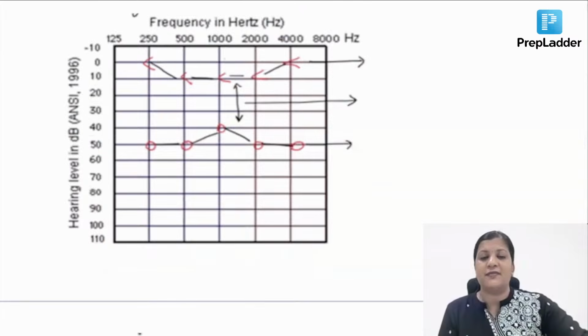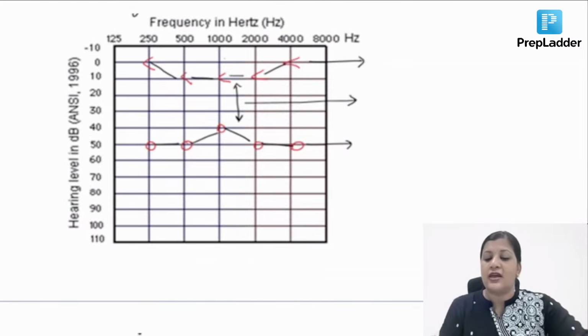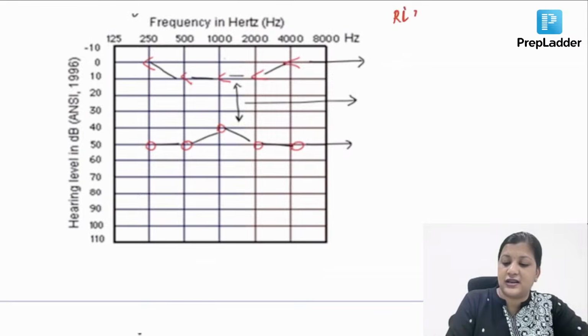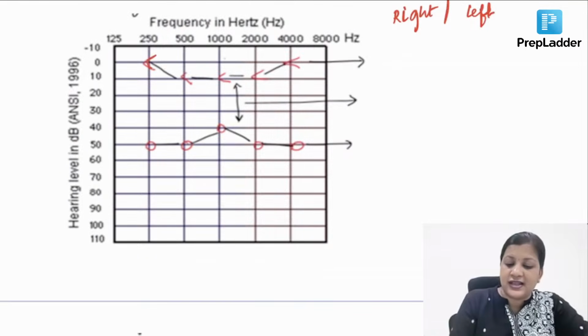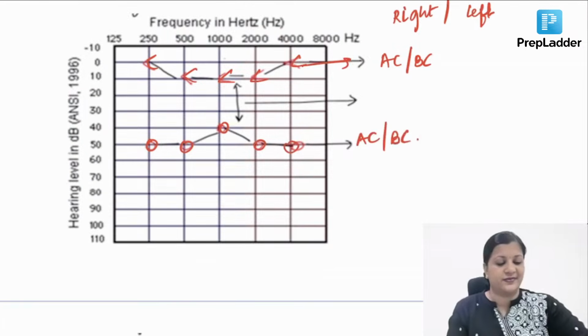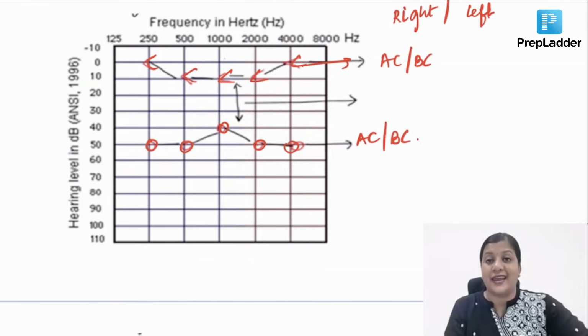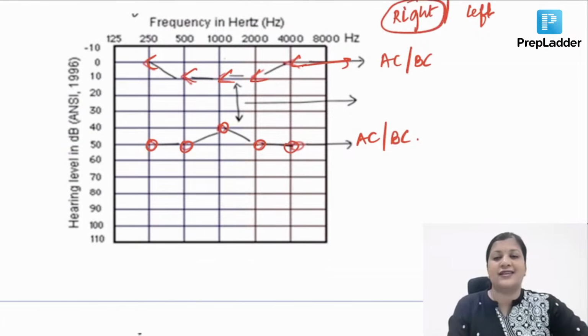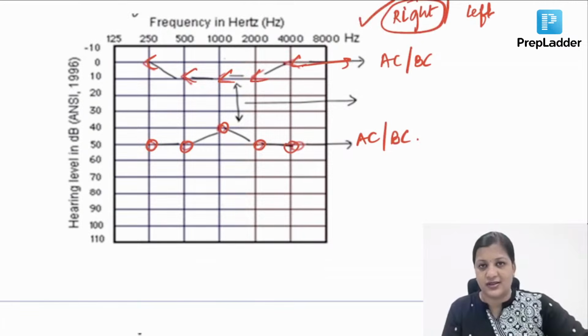Now look at this image and tell me your diagnosis. As soon as you see this image and audiogram, you should tell me, first of all, is this a right ear audiogram or a left ear audiogram? What does this less than symbol indicate to you? Is this an AC curve or BC curve? What does 0 indicate to you? Is this an AC curve or a BC curve? Yes. So first of all, because the signs are given in red color, it is the right ear. So that's your answer.